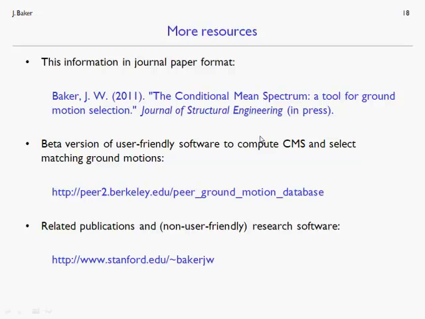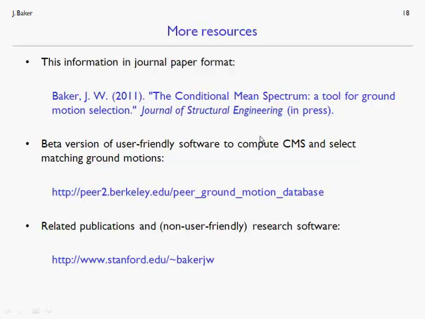Also, the PEER Center at Berkeley has recently released a beta version of a web software interface that will allow you to compute a conditional mean spectrum and select matching ground motions. It's available at this URL shown in the middle of the slide. It's a very user-friendly tool that has nice drop-down screens and visualization of the ground motions, and that's a tool that many of you might find quite useful.